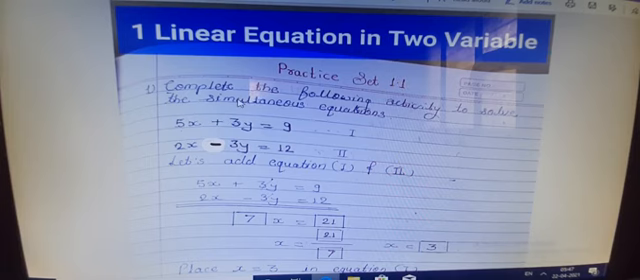The first question is given: complete the following activity to solve the simultaneous equations. The first equation is 5x plus 3y is equal to 9. We assume this as equation number one. The second is 2x minus 3y is equal to 12. We assume this as equation number two.